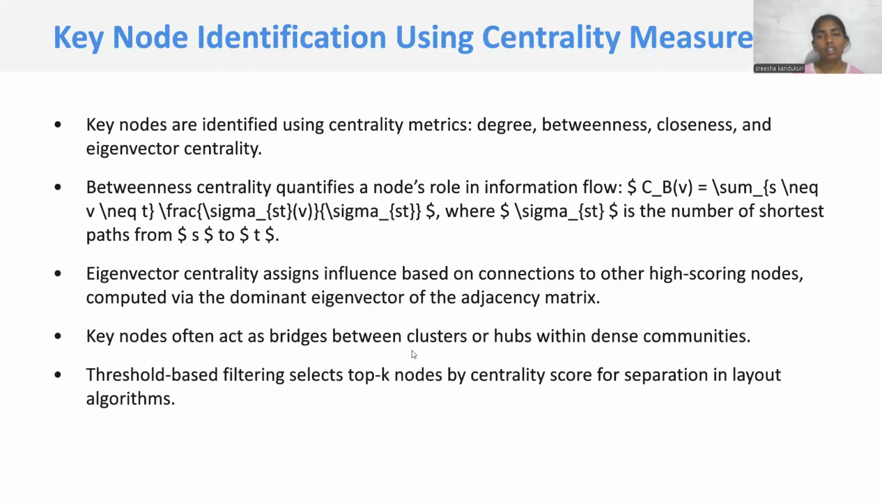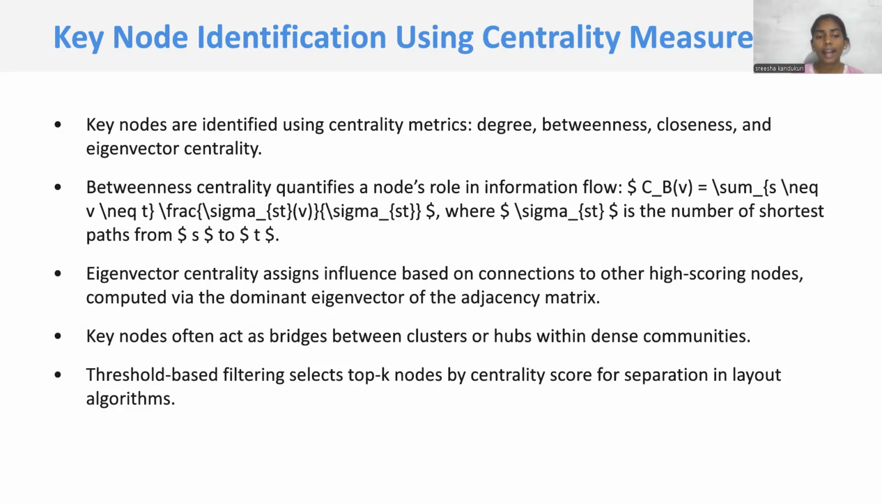Next, keynode identification using centrality measures. Keynodes are identified using centrality metrics like degree, betweenness, closeness, and eigenvector centrality. Here, betweenness centrality quantifies a node's role in information flow. Eigenvector centrality assigns influence based on connections to other high-scoring nodes, computed via the dominant eigenvector of the adjacency matrix.